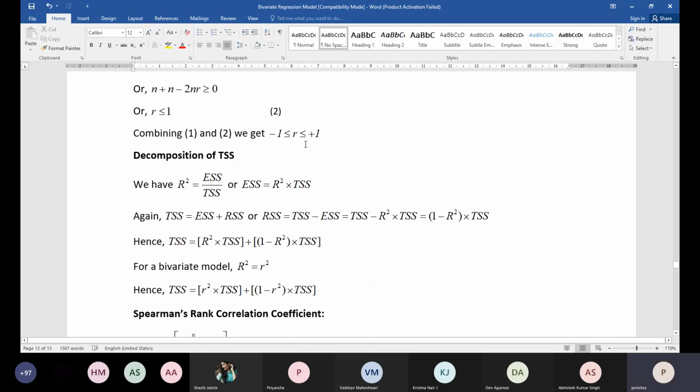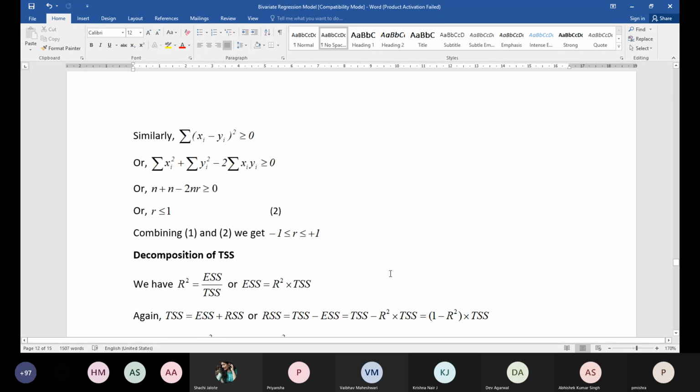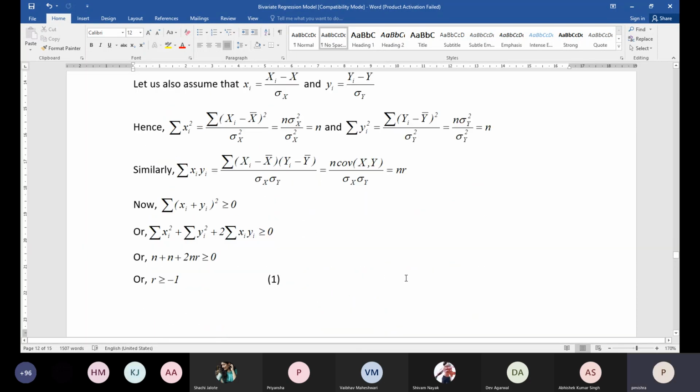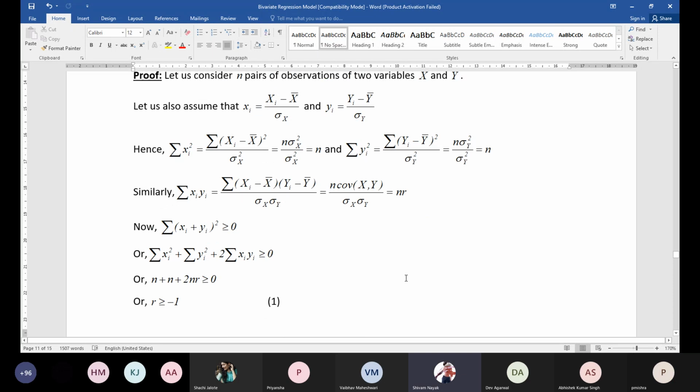Now, this correlation coefficient. Sir, can you scroll up? Yeah. So, sir, how did the sigma square get multiplied with n? Because summation xi minus x bar whole square is sigma square, right? No. 1 by n into summation of xi minus x bar whole square, that is equal to sigma square. Okay, sir.